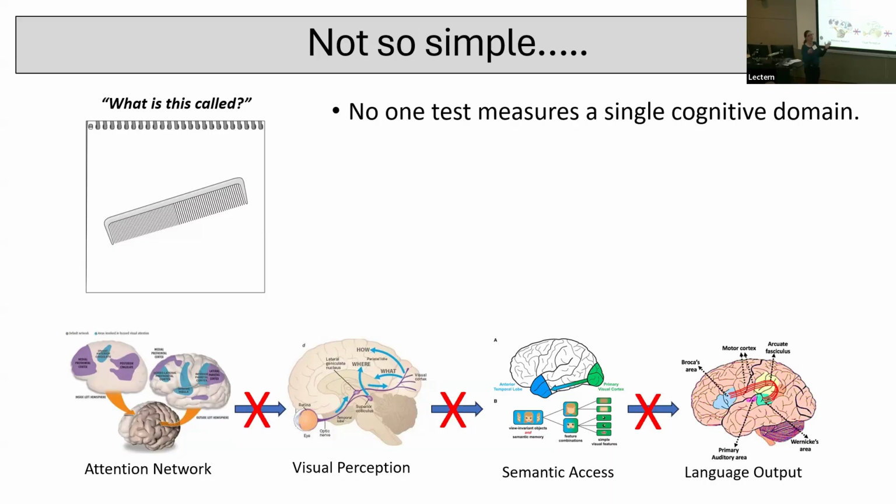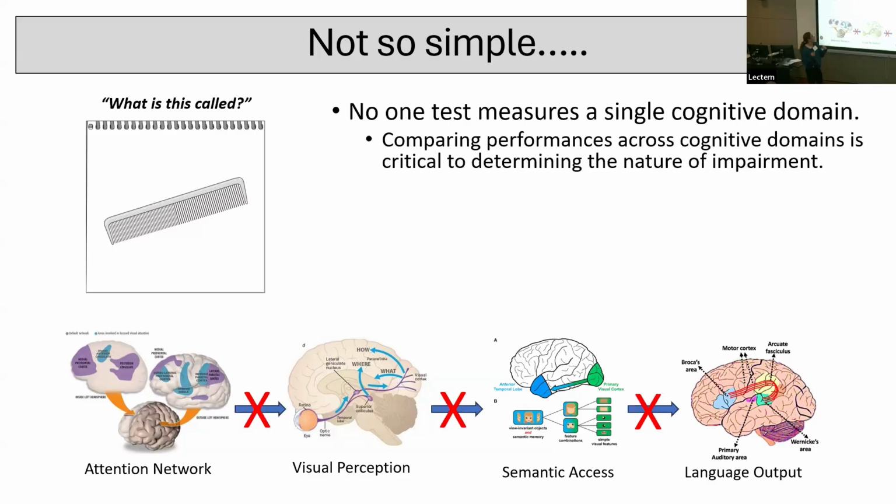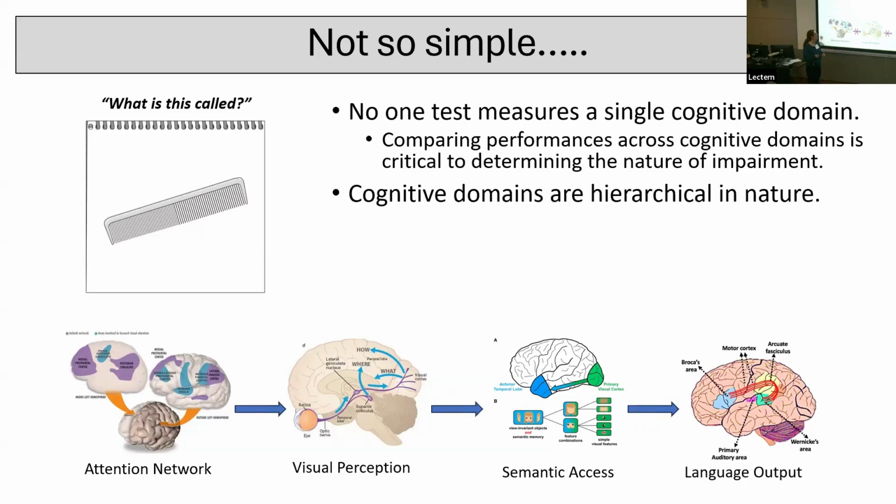And so that's why the whole battery of tests is really important. Based on how they do on all the tests, you have to decide: is this whole process correct? Is it breaking down here? Is it breaking down here? Why are we seeing errors on this one test? So comparing performances across domains is really critical to determining the nature of impairment in the brain.